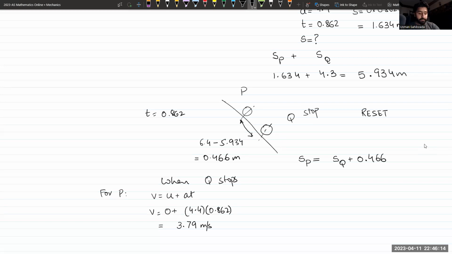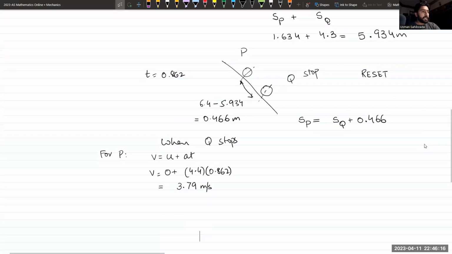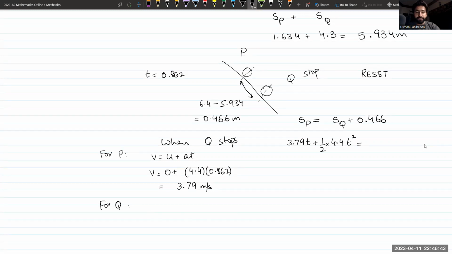You may be wondering why we need it. It is because the displacement of P will be UT, 3.79 times T, plus half A, which is 4.4, T square, equal to the displacement of Q. Now Q is also going down. What about Q's speed? Q's initial speed is 0, so the 0 times t vanishes. Half into acceleration, T square, plus 0.466.